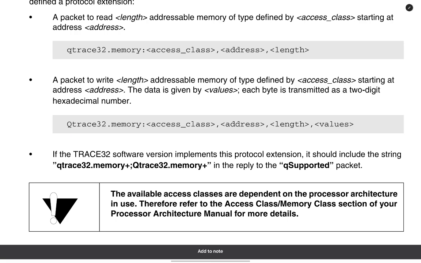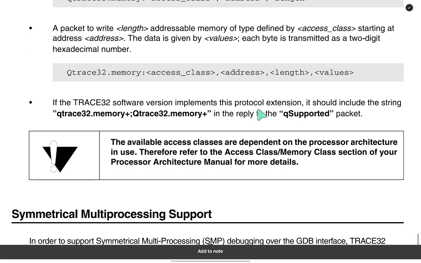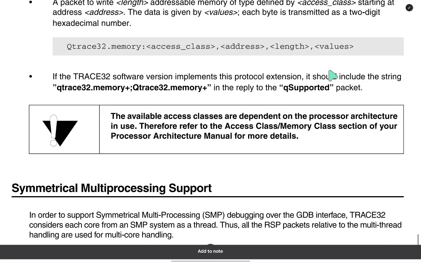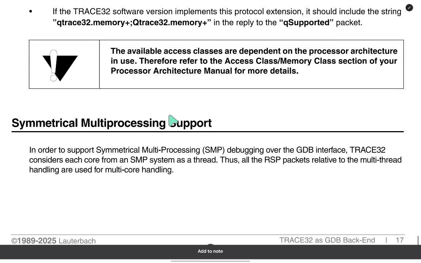If the TRACE32 software version implements this protocol extension, it should include the string qtrace32.memory+ in the reply to the qSupported packets. The available access classes depend on the processor architecture in use. Therefore, refer to the access class memory class section of your processor architecture manual for more details.